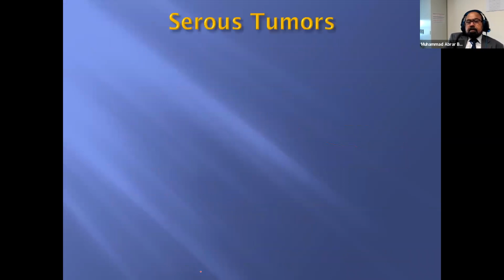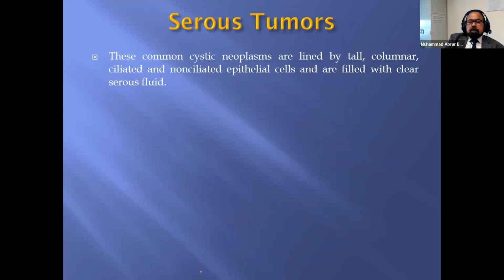Now we are starting with the serous tumors. The common serous cystic neoplasms are the serous ones, as we have seen, and they are lined by tall columnar ciliated and non-ciliated cells and are filled with clear fluid. As the name says, serous. So we have these cysts filled with clear fluid. This is how you differentiate.